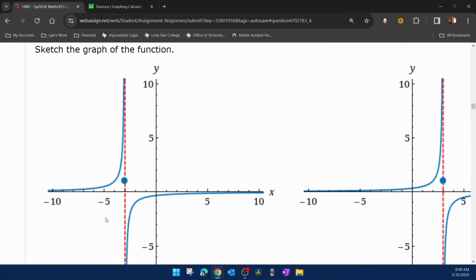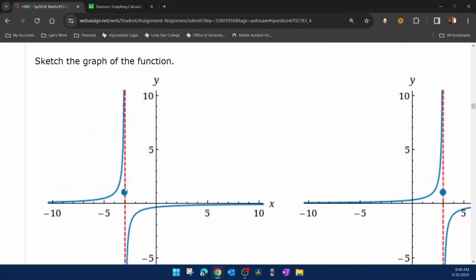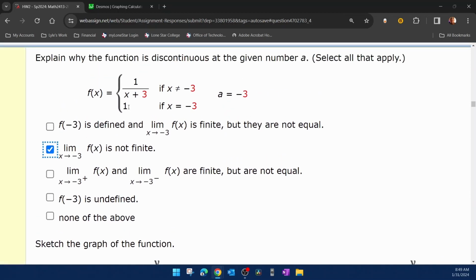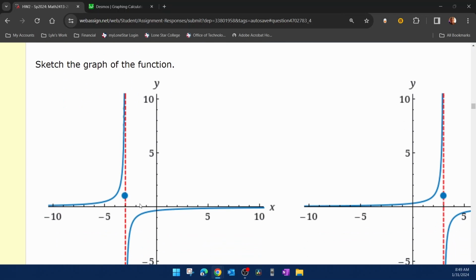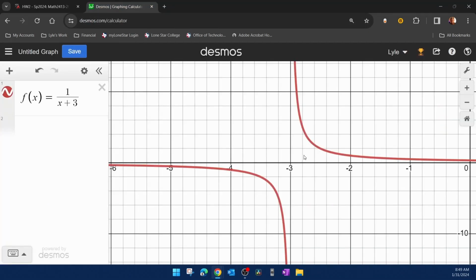And then it wants us to sketch the graph. Now remember that this function is defined when x is -3. There should be a point at 1. So here there is a point at 1. This is approaching +infinity from the left, -infinity from the right. That is not what our graph does.